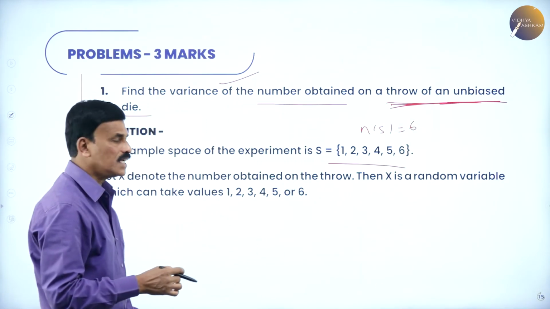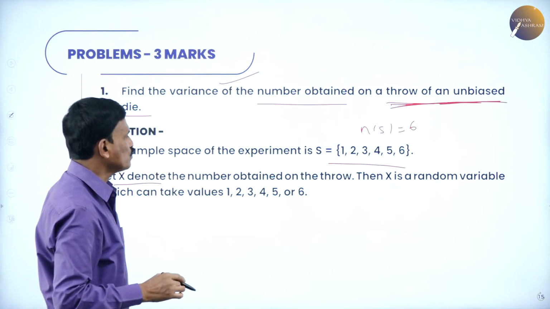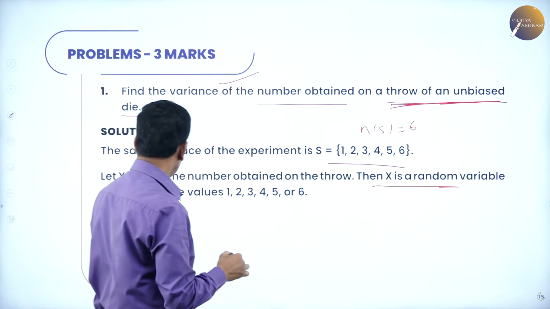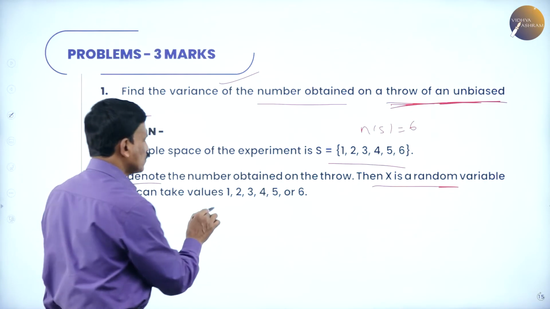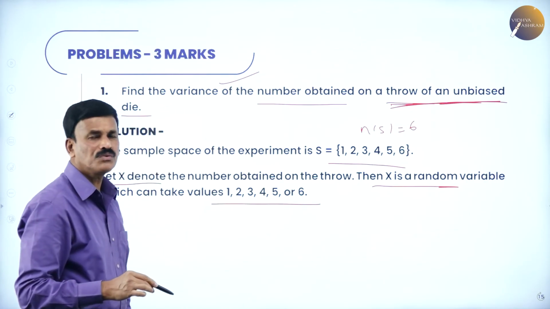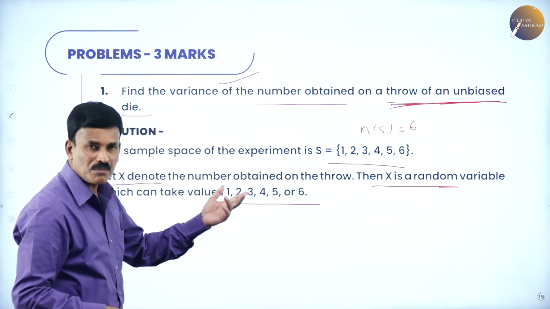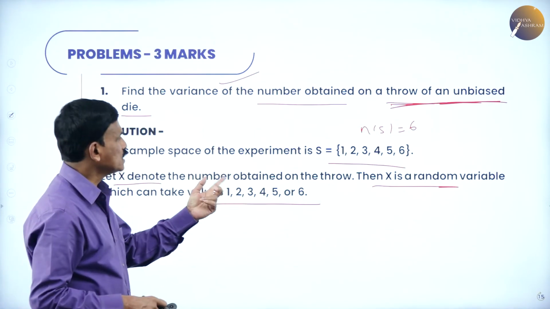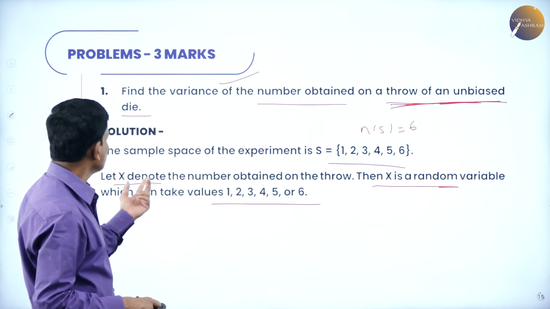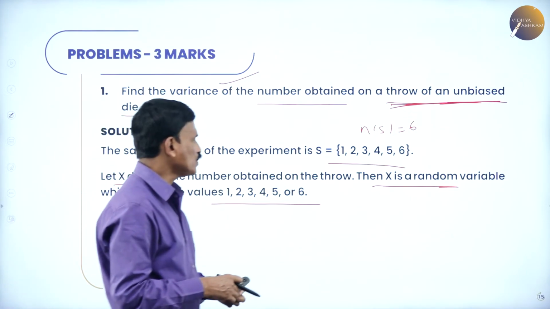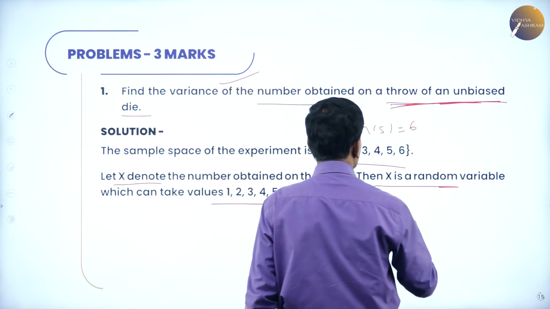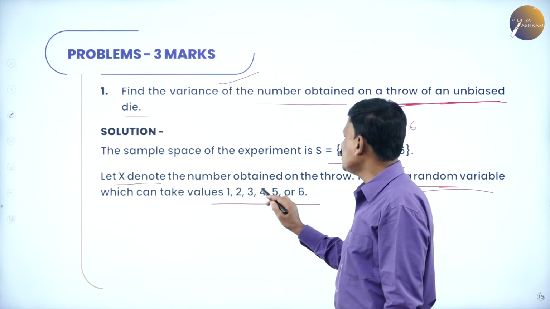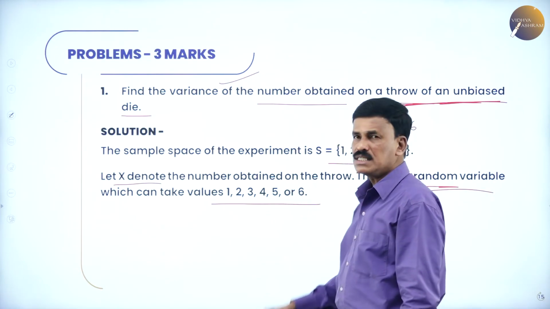Now let x denote the number obtained on the throw. This x is the random variable which can take the values 1, 2, 3, 4, 5 and 6. Let the sample space be S equal to 1, 2, 3, 4, 5, 6, that is, n of S is equal to 6. Let us denote x as the number obtained on the throw, and then x can take the values 1, 2, 3, 4, 5 or 6.